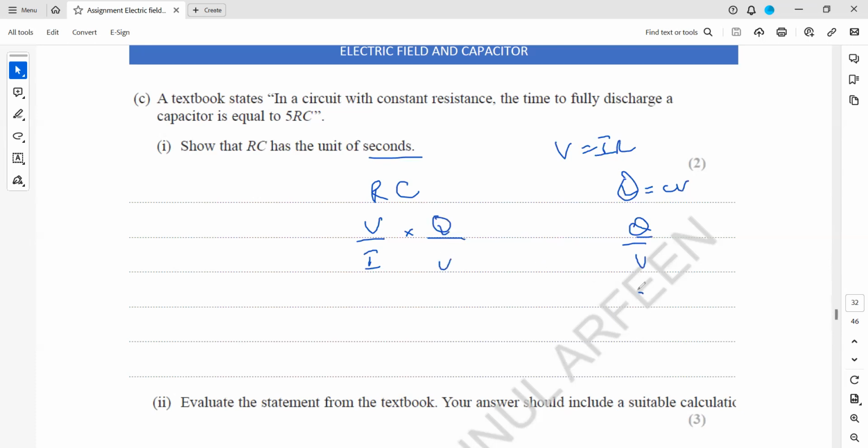And what is Q? Q is equal to I into T. So we can say V into I multiplied by I into T divided by V. So V will cancel with V, I will cancel with I. So we are left with T, which is a time. And what is the unit of time? The unit of time is seconds. So the unit of RC is seconds.